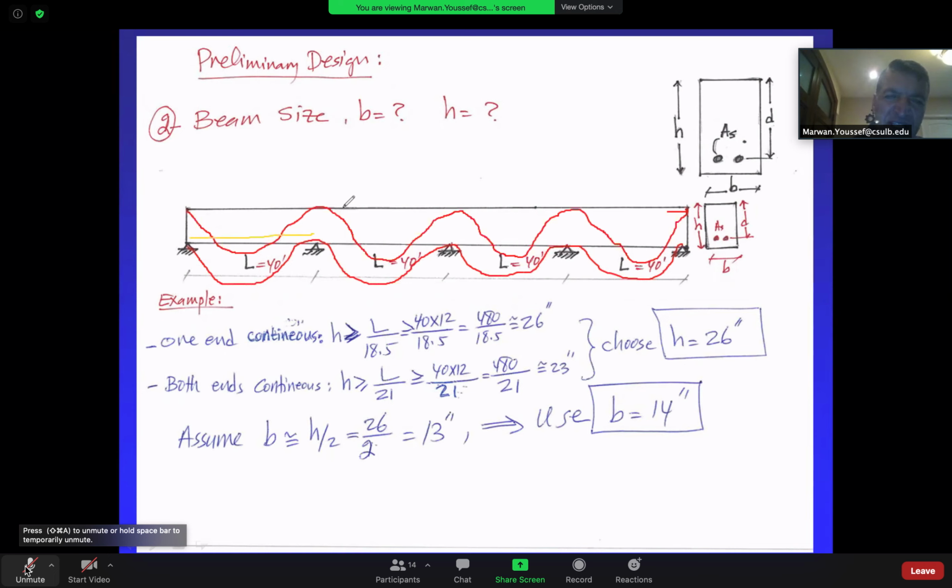Look where the tension is at the top. It's being stretched at the top. So the steel is going to be at the top. We call that this is positive moment. This is negative moment.